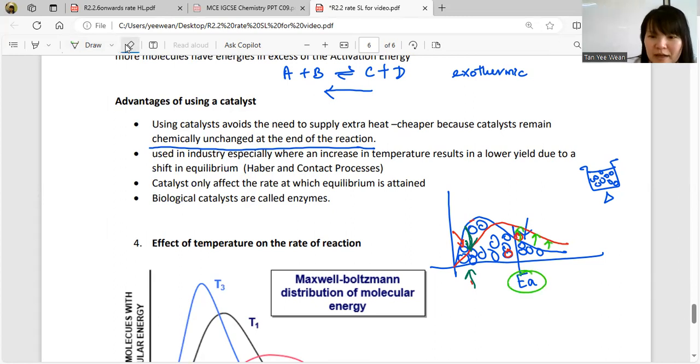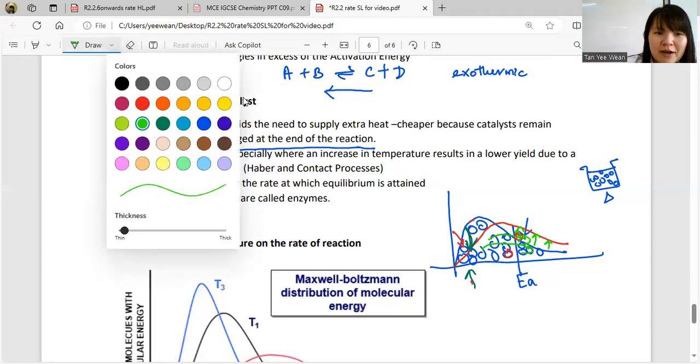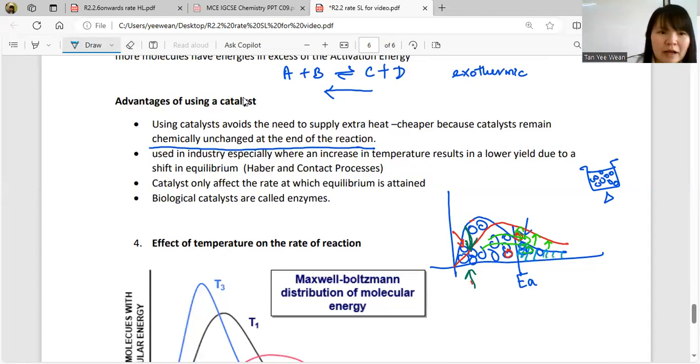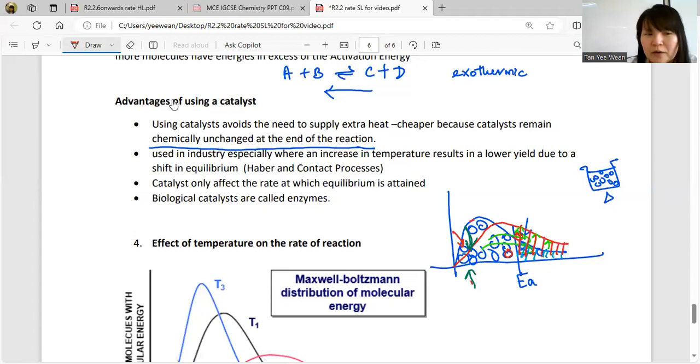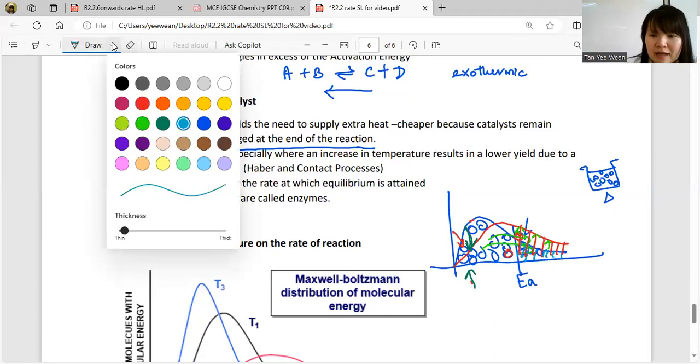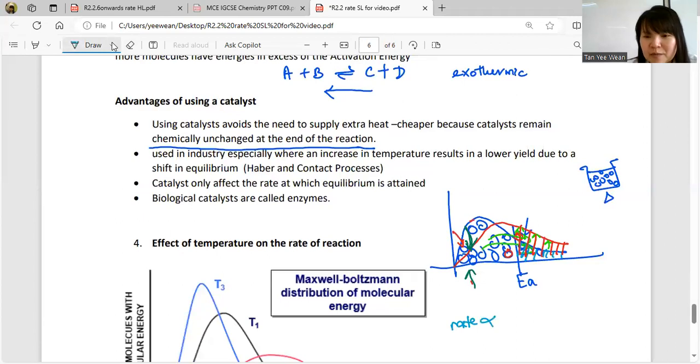This time we just heat. We didn't add any catalyst, we just heat it up. So a lot of the particles have more energy now, but the EA is the same. But do you see the area under the curve originally was lower? And the area under the curve, after you heat it up, now it's higher. So again, I'd like to point out again, the rate of reaction is proportional to the area under the curve above EA.